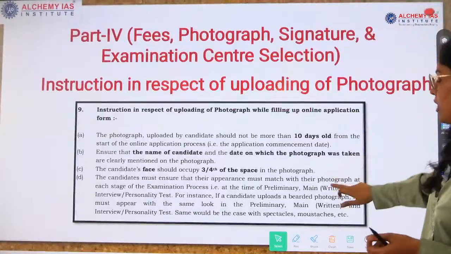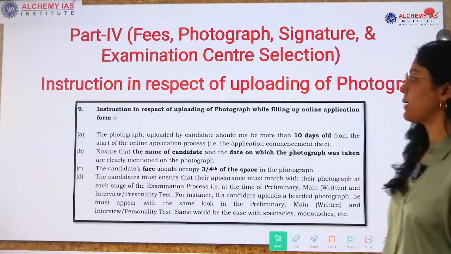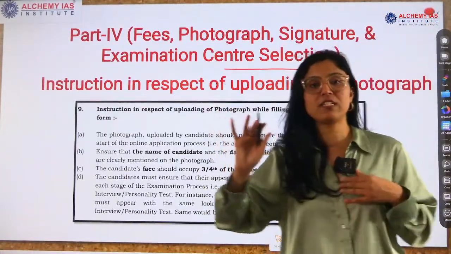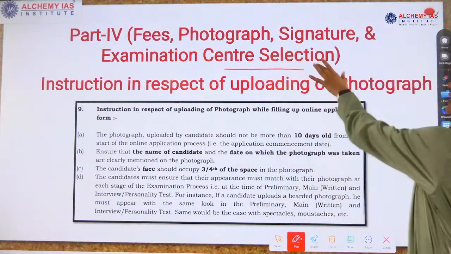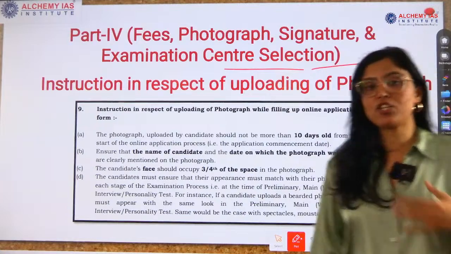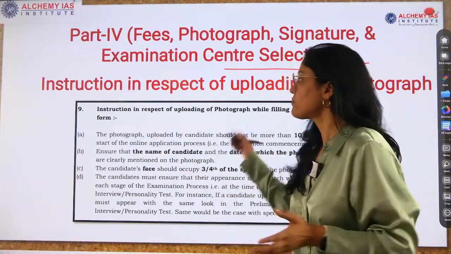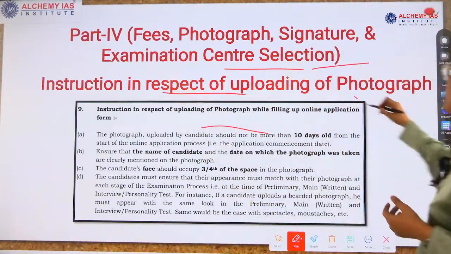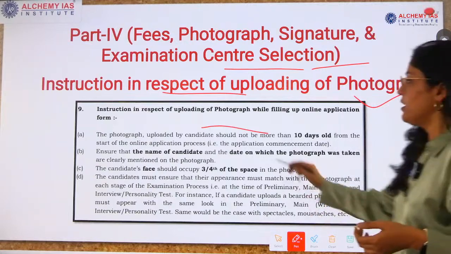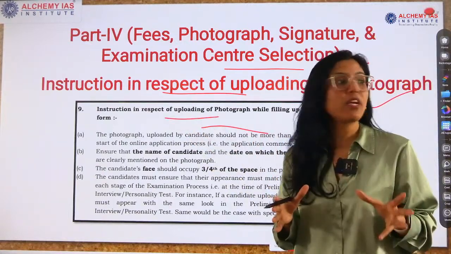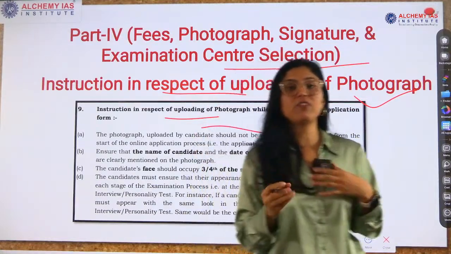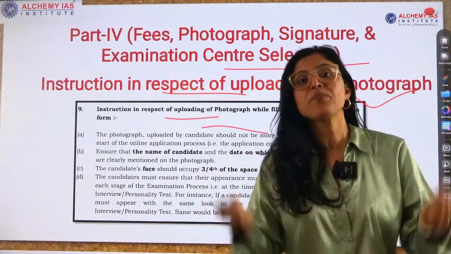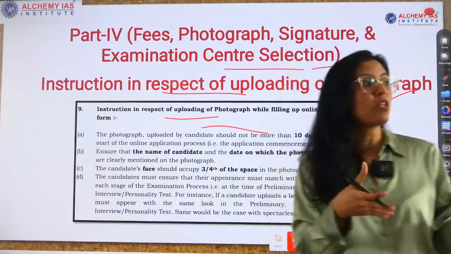And now comes part 4 of the examination. Part 4 is related to fee, photograph, signature, and then the exam center selection for prelims and mains. Instruction in respect of uploading of photograph. So see, photograph uploading, many students are facing difficulty because of the proportion of the photograph that is mentioned. How much KB, how many pixels should be there, what all things should be kept in mind.